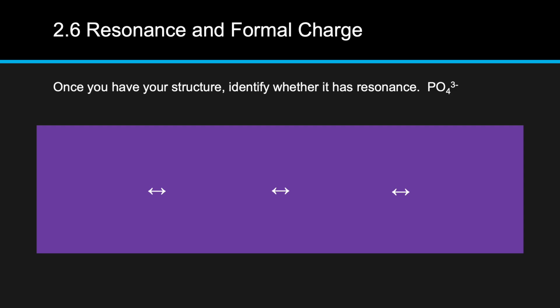Now, of course, we have 4 oxygen atoms and only 1 double bond. So when we are drawing the resonance, it's going to look like a double bonded oxygen in a different location on each of the 4 resonance structures.